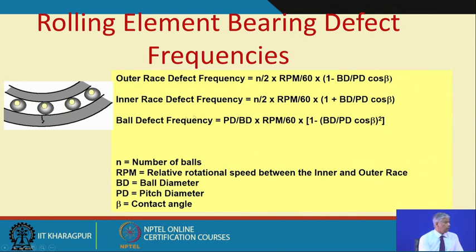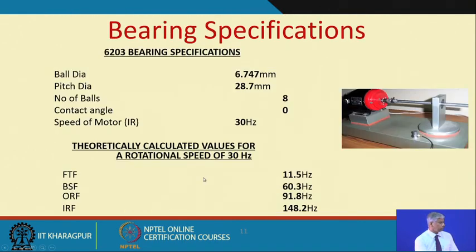And in these equations, the outer race is assumed to be fixed and the inner race is rotating. For example, take a ceiling fan. It is just the opposite. The inner race is fixed to the axle or the shaft which is hung from the ceiling or the rod, and then the outer race rotates, which is connected to the hub, and the blades are attached. Okay. So, RPM is the rotational speed between the inner and outer race, PD is the pitch diameter, BD is the ball diameter, and so on.